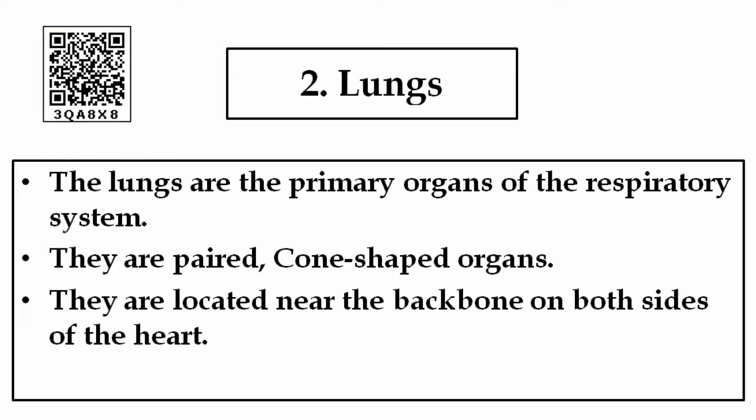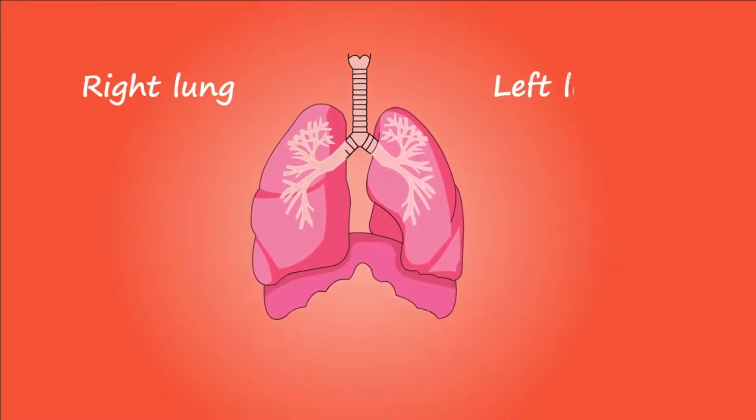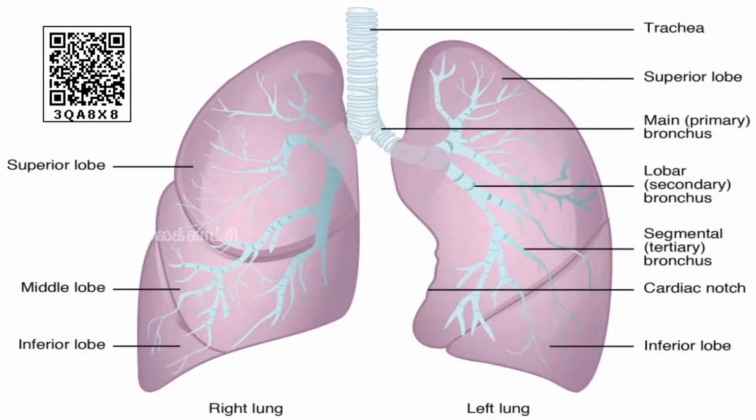What is the function of the lungs? The lungs are the primary organs of the respiratory system. They are paired, cone-shaped organs. They are located near the backbone on both sides of the heart. The lungs are divided into two parts, the right lung and the left lung. The right lung contains 3 lobes and the left lung contains 2 lobes. Okay, children. Now, shall we move on to the next one?